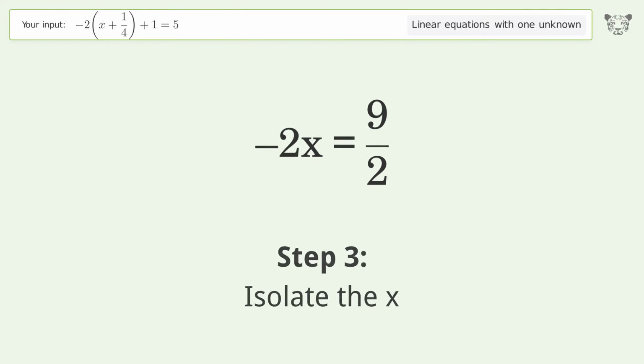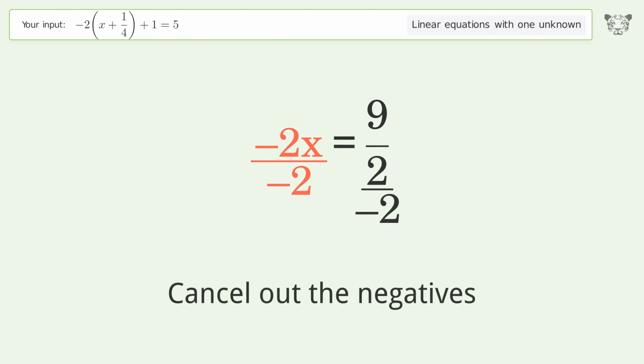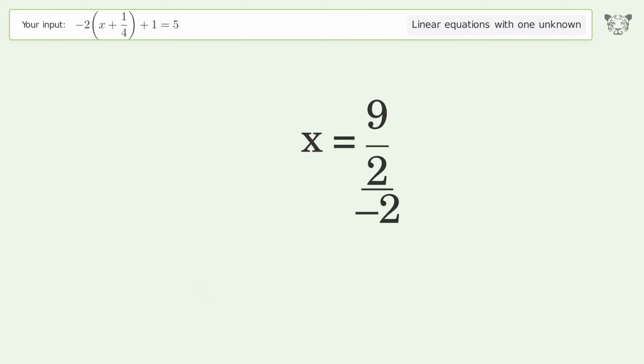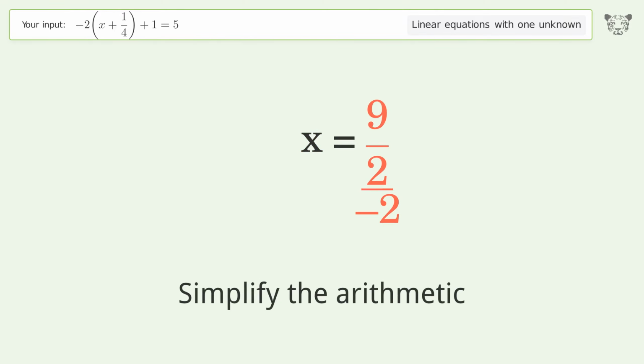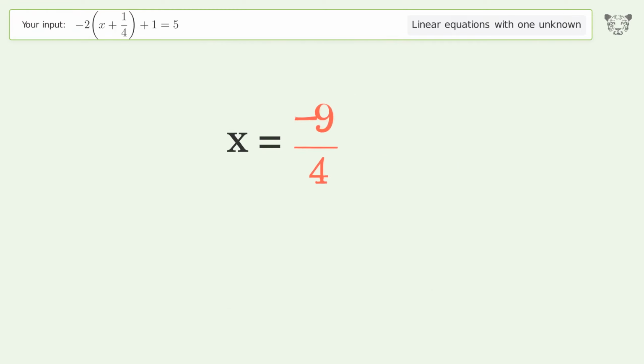Isolate the x. Divide both sides by -2. Cancel out the negatives. Simplify the fraction. Simplify the arithmetic. And so the final result is x equals -9/4.